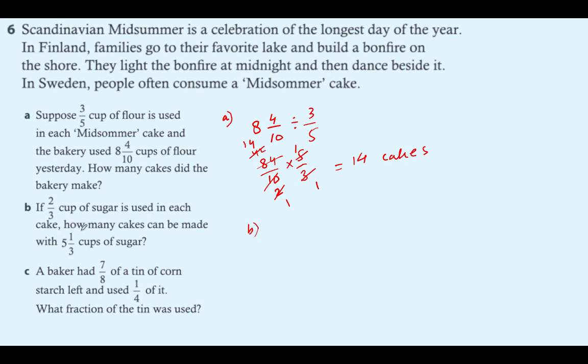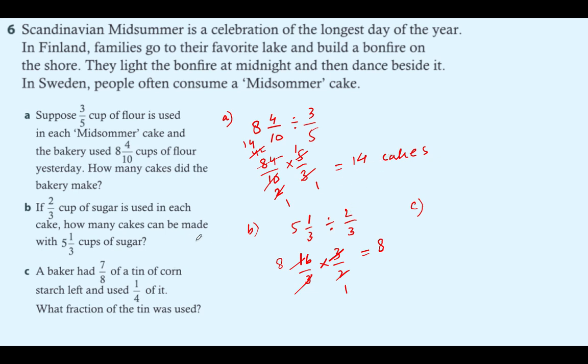Part B, if two-thirds of a cup of sugar is used in each cake, how many cakes can be made with 5 whole 1 over 3 cups? So it's the same, we just need to find out how many two-thirds make 5 whole 1 over 3. So we need to divide 5 whole 1 over 3 by 2 over 3. 3 fives are 15, 15 plus 1 is 16 over 3, the division turns into multiplication. 3 and 3 cancel, 2 ones are 2, 2 eights are 16, so 8 is the answer.